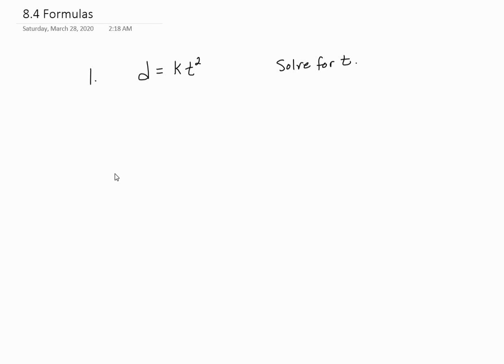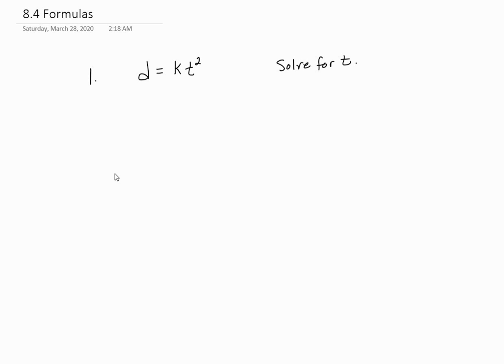Okay, we're going to be looking at solving formulas today. And problem number 1 here, I'm going to be solving for t. So there's two things going on with this t. It's being squared and it's also being multiplied by a k. So we have to take care of both of those things.